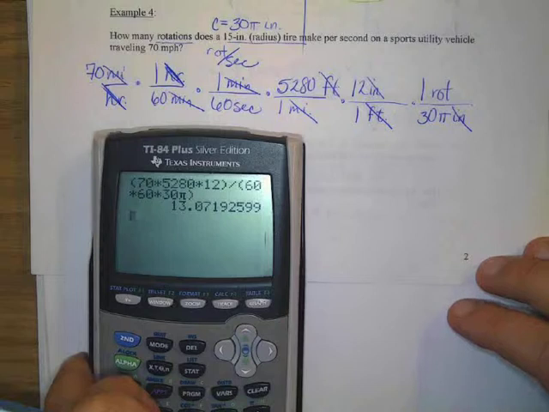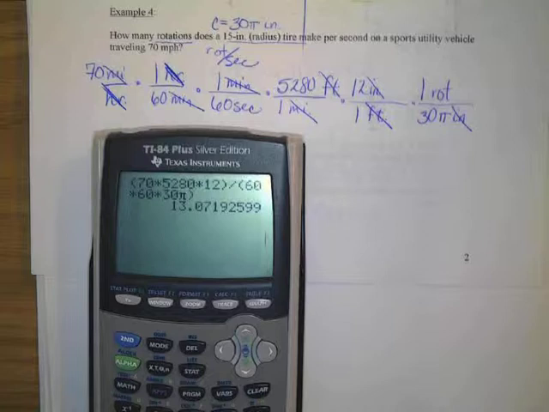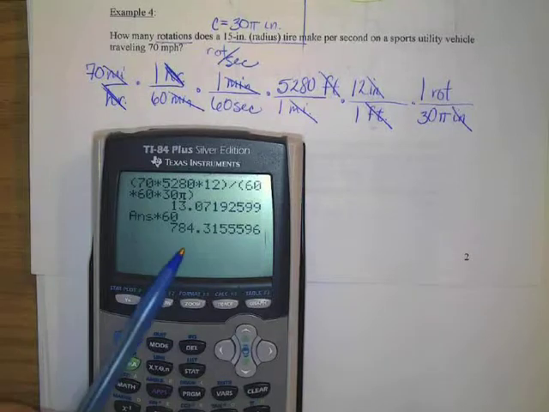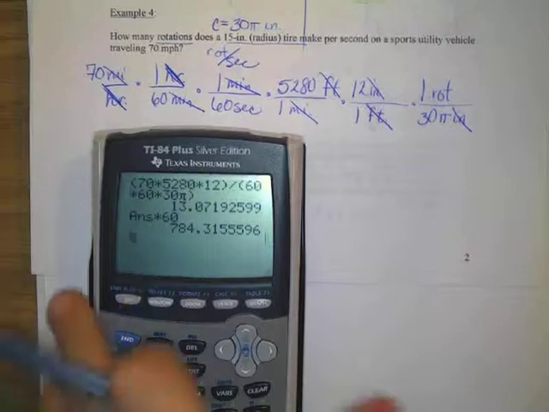Think about it. When you're going 70 miles an hour, think about your tire. In one second, it has made 13 complete rotations. Boggling of the mind. Crazy. That would be that many rotations a minute. That's a lot of movement on that tire.